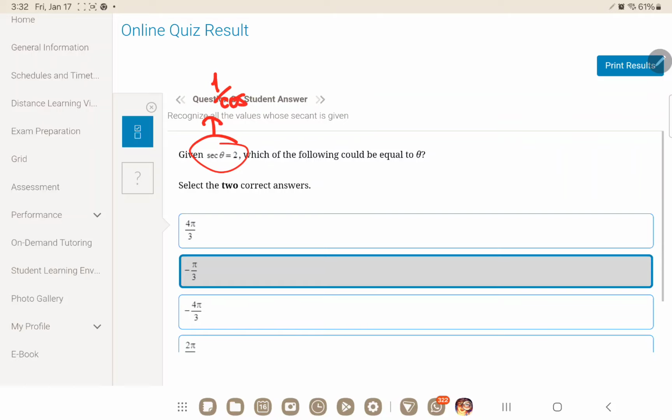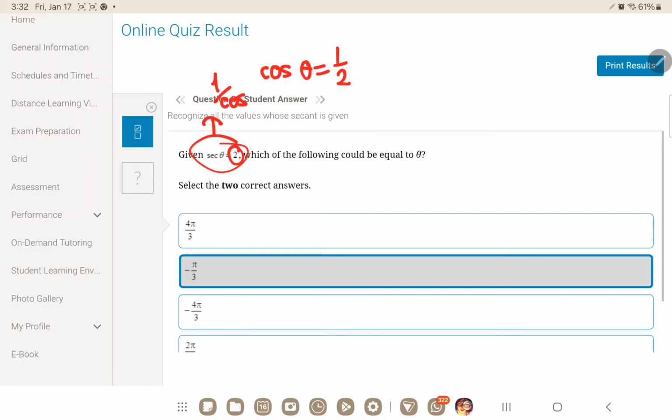So we need to find cosine theta that gives you the reciprocal of 2. So cosine theta equals half, because it's the reciprocal. So cosine what gives you half?